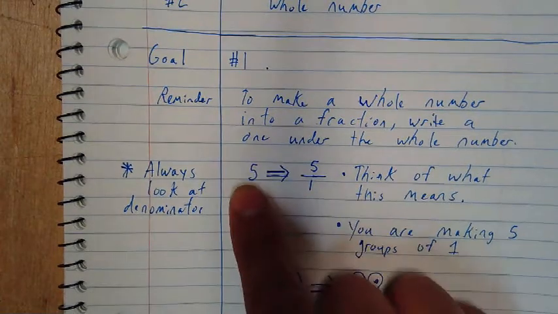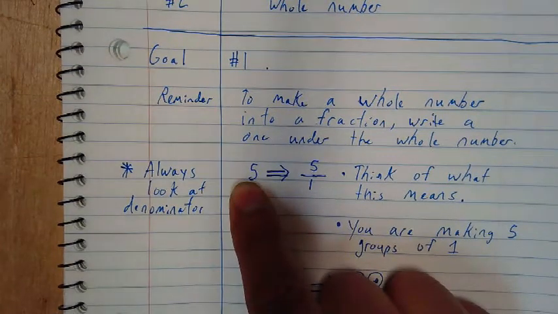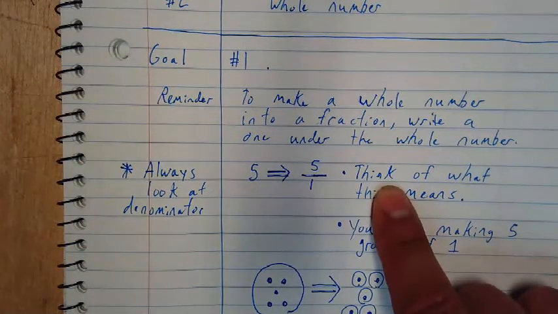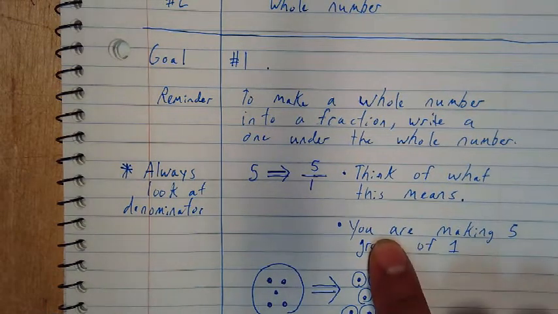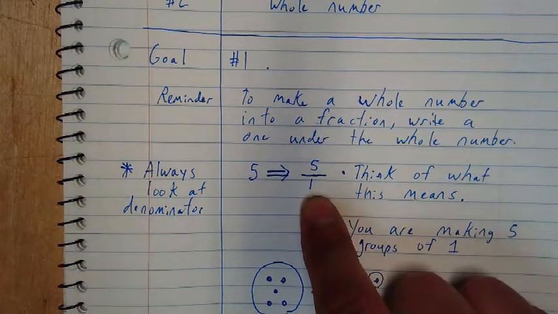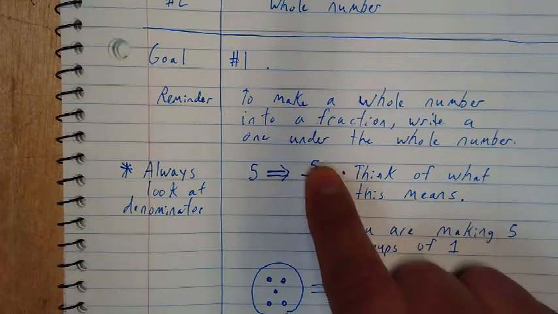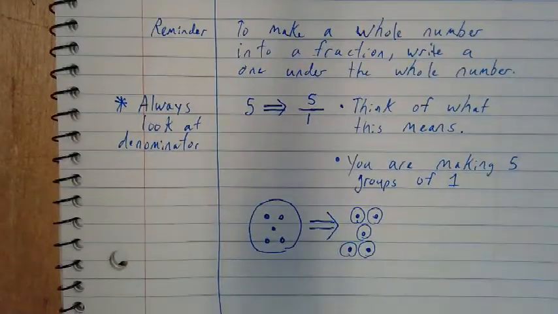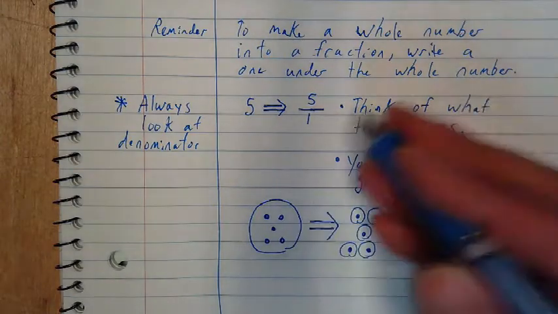So let's think of this. If our whole number is 5, I want to change it into a fraction, I write a 1 under it. Think about what this means. It means you're making 5 groups of 1. Right? Part to whole, you're making sets of 1. If you have 5 parts, that means you have, well, 5 parts. So again, think of it this way. There would be 5 wholes.